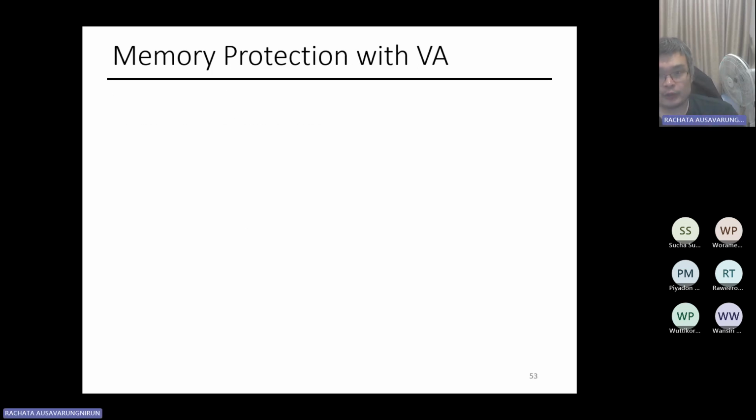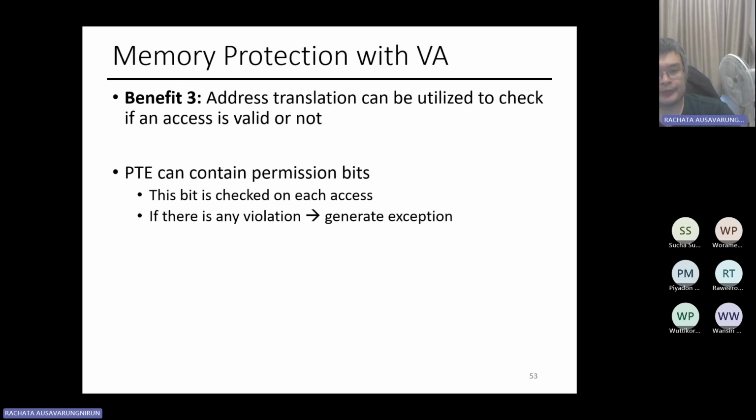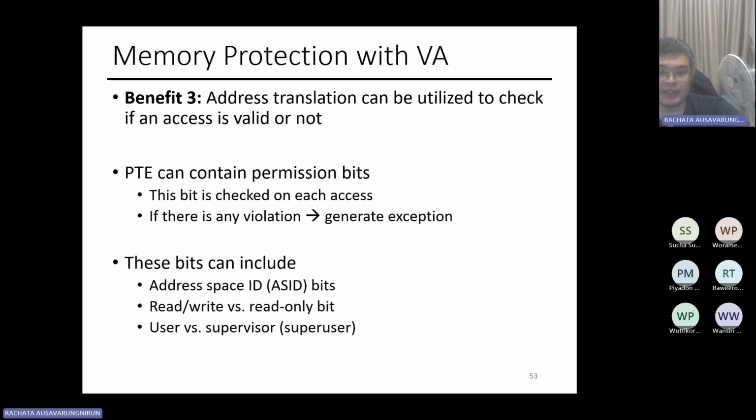The last benefit of virtual address is memory protection. I can utilize the virtual address to check if my access is valid or not. If I have an illegal access, it will tell you. Basically, the page table entry would contain permission bits, or earlier I called them the status bits. These are permissions that allow you to check if the access is from a legit agent or entity that tries to make the access. If not, generate an exception. Things like segfault are essentially from this permission check.